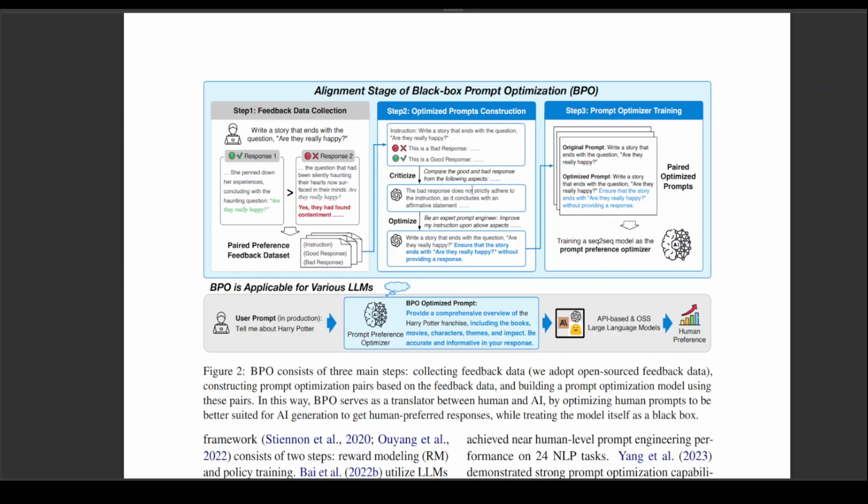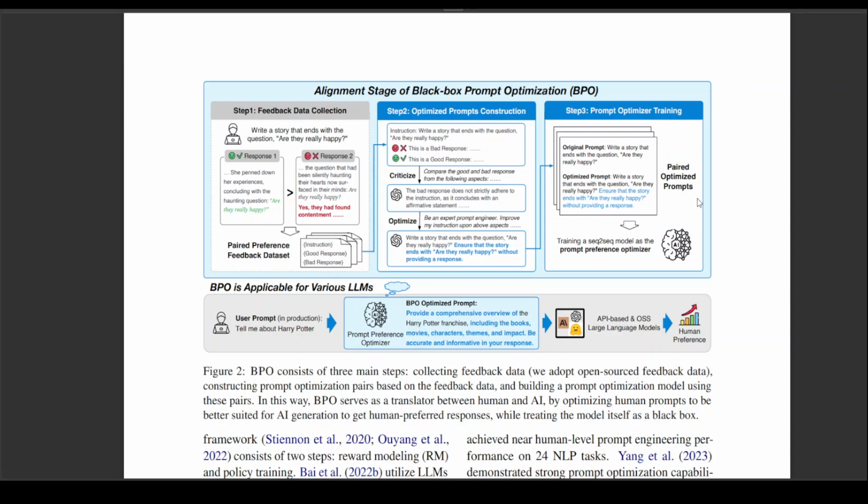Then in the second step, we tell the LLM which one is a bad response and which one is a good response, and then we criticize it and optimize the response so that the LLM knows what it needs to do. And in the third step, we train the model on these good and bad responses so that the model will have clarity as to which one is a good response and which one is a bad response.